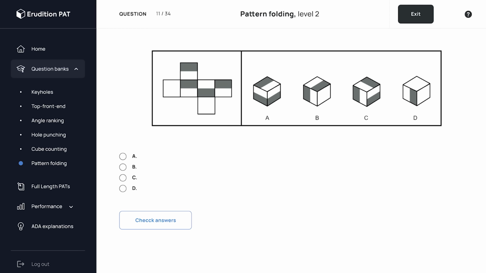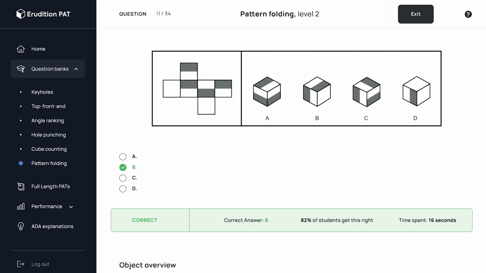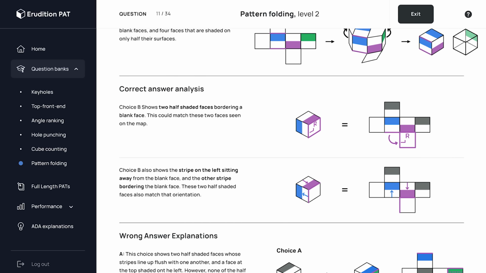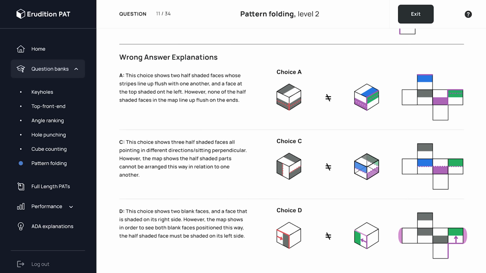Hopefully, this helped you better understand how to approach folding cubes in the pattern folding section. We have lots of diverse cube problems in our question banks, so study these carefully and make sure you understand the reasoning behind the correct answer and the wrong answers.